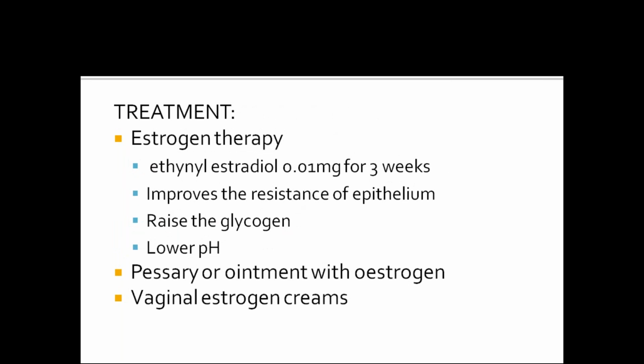So what is the treatment? I told you senile vaginitis is because of estrogen deficiency. What treatment do you have to give? Estrogen, to lower the vaginal pH and for healing of the vaginal epithelium, which was thin. You should give estrogen in the form of ethinyl estradiol 0.01 mg for 3 weeks, then 1 week off, or you have vaginal estrogen creams. You have tablet forms, and you can give cream, pessary, or ointment forms, which will raise the glycogen and lower the pH. That is the treatment.